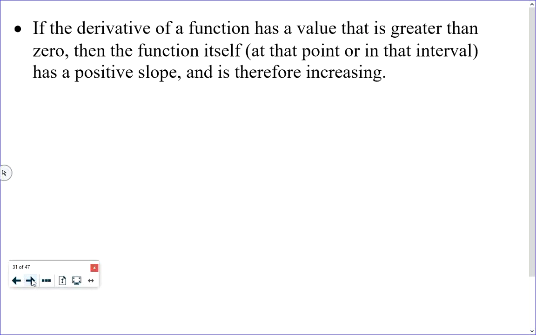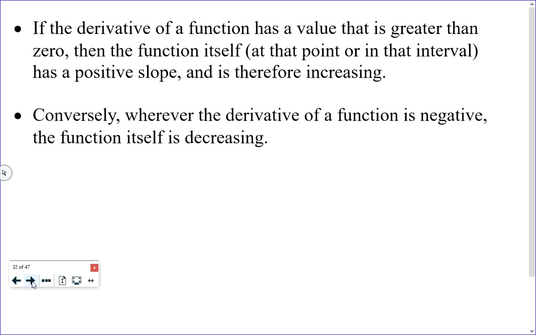So this is what we're talking about. Just take a second and read that statement. I've already verbally given it to you in one way or another, but just read it and think about it for a second. Positive slopes mean the graph is going up from left to right.